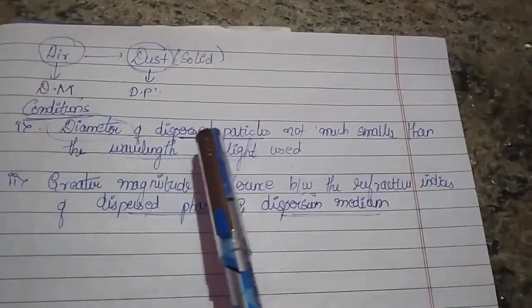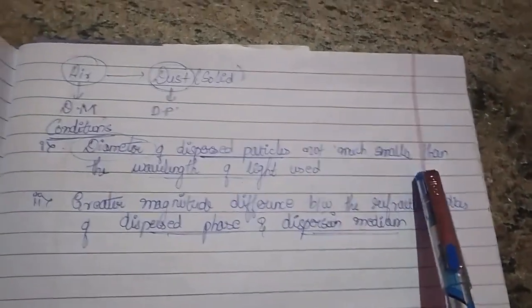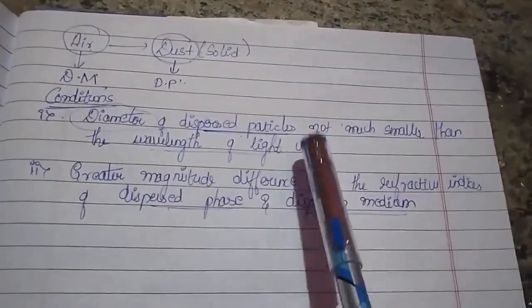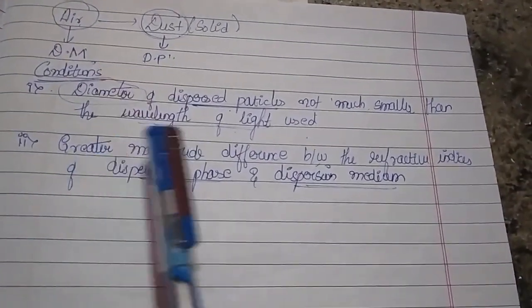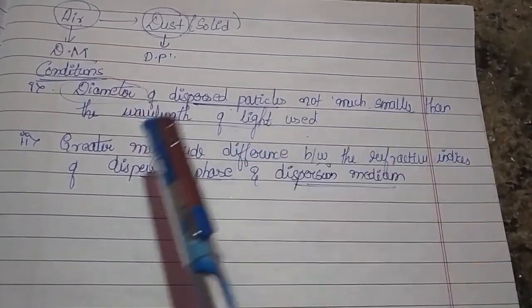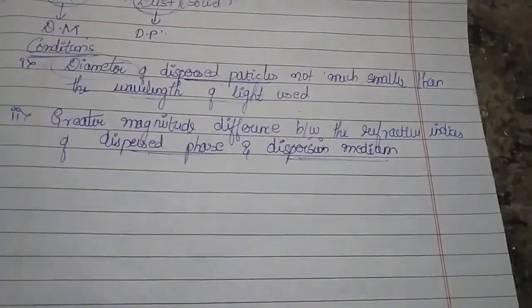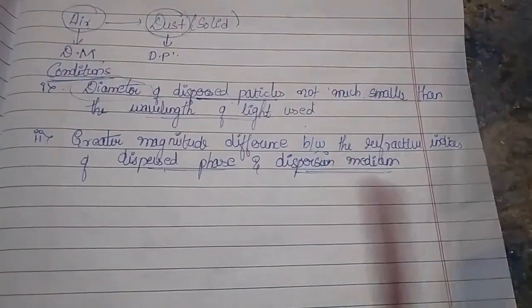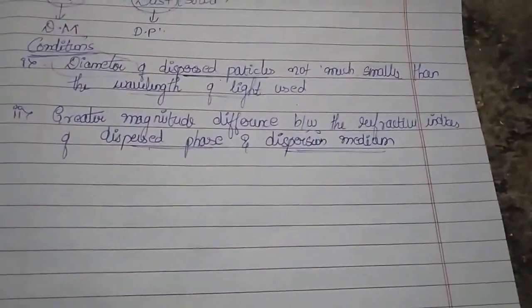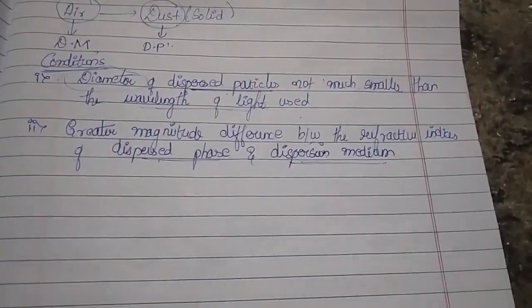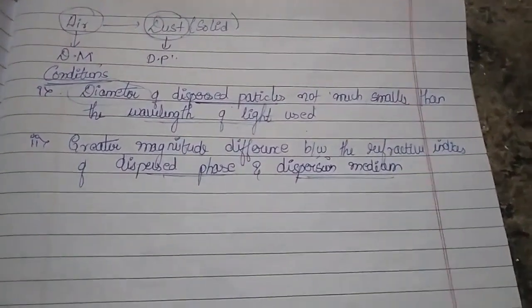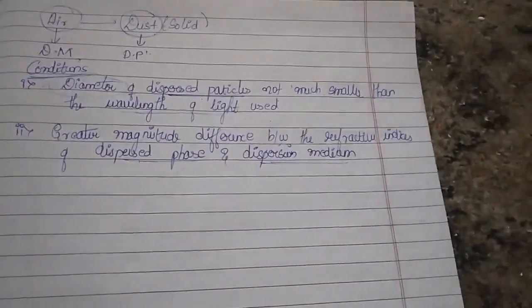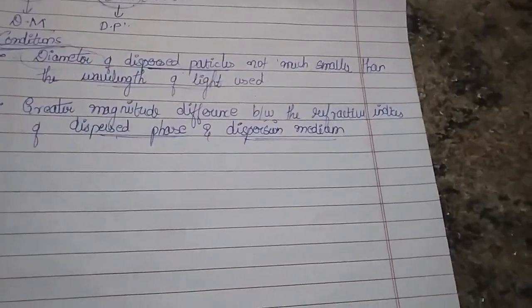Okay. What are the two main conditions? The diameter of the dispersed particles should not be much smaller than the wavelength of the light used. And the second one, the greater the magnitude of difference between the refractive index of the dispersed phase and the dispersion medium. So if these two conditions are satisfied, of course we can see the Tyndall effect. So this is one of your optical properties. Next we'll go with your kinetic property.